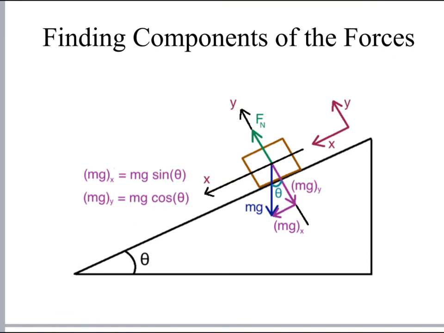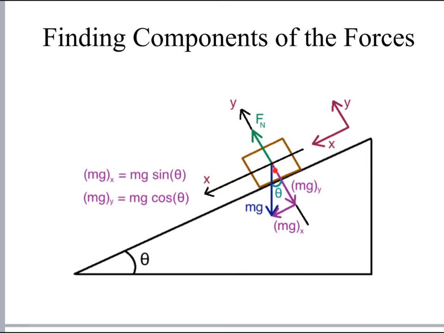Now, what does any of this mean physically? This mgy, that is the component of the weight, the component of the force of gravity that's pushing the block into the plane. That's why the block doesn't leap off the inclined plane, because gravity is holding it into the plane. This is the part of gravity pushing the block against the inclined plane. Now this part, the x component of the weight, that's the part of the weight that's making it slide down the plane. And so gravity is doing both of these things. It's holding it against the plane and it's making it slide down the plane.